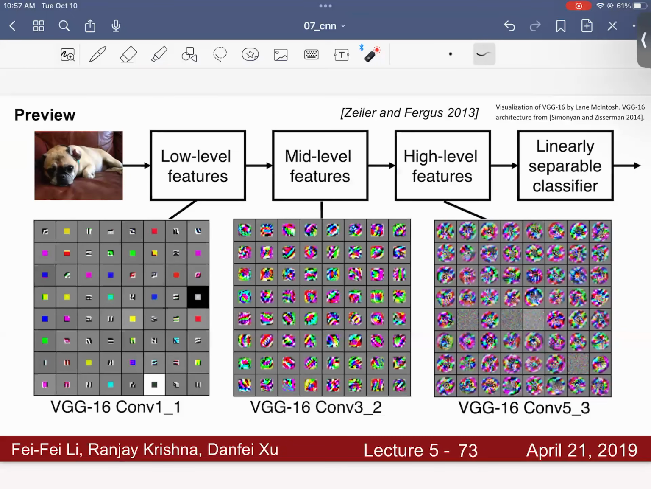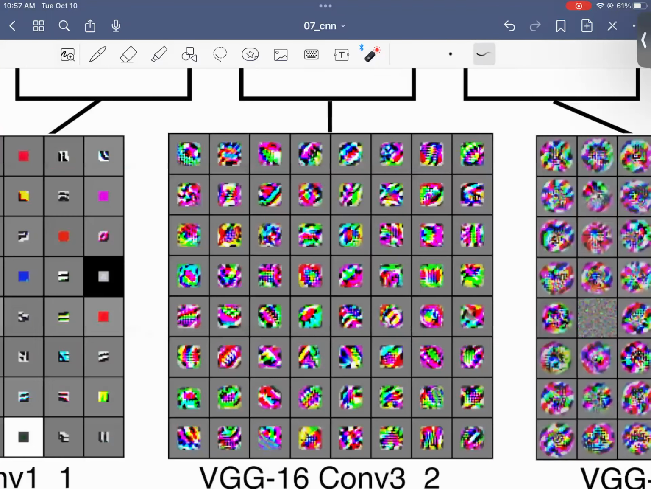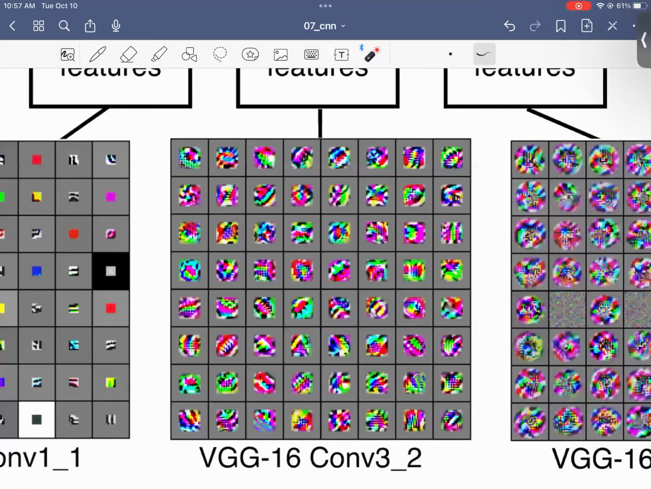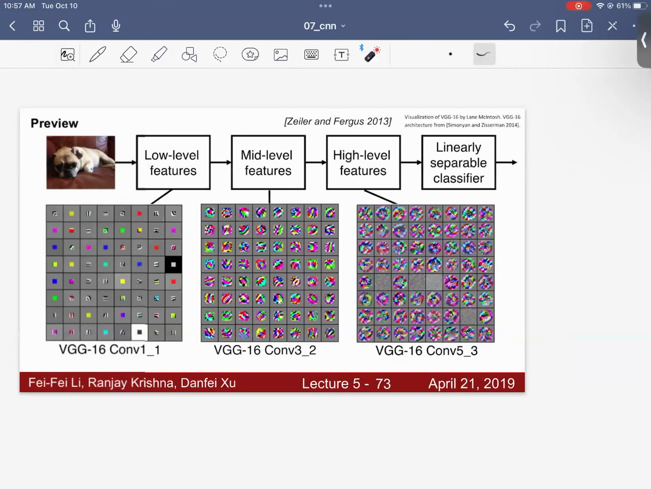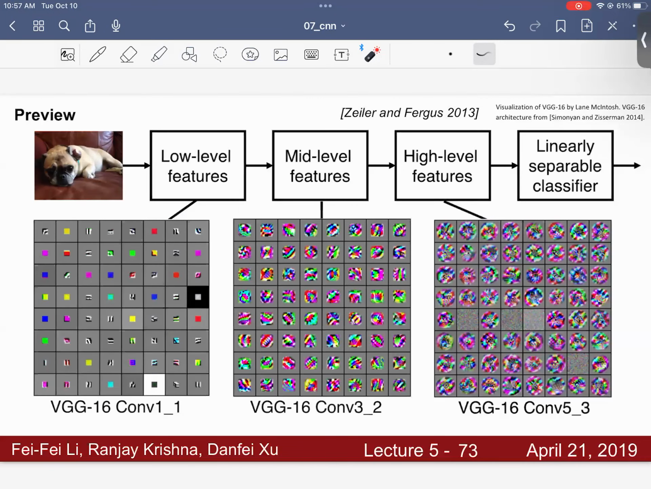And then if you go to the second layer, or is this the third layer? I think this is the third layer. If you go to the third layer, the patterns are a little bit more complex. And if you go to the fifth layer, it's even more complex. And that's just like how human brains interpret electrical signals to visualize stuff, it's kind of the same deal.